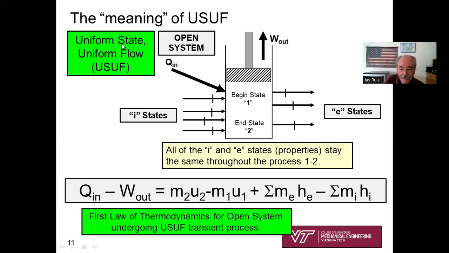Thus, uniform state, in other words, pressures and temperatures and specific volumes are all the same between the beginning and end state. Uniform flow: the mass flow is coming in, mass flow is going out, and those rates are constant during the process as well. Uniform state, uniform flow. So this is a very valid first law of thermodynamics for open systems undergoing a USUF, uniform state, uniform flow, transient process. So not necessarily any transient process, but it's got to be uniform state, uniform flow.